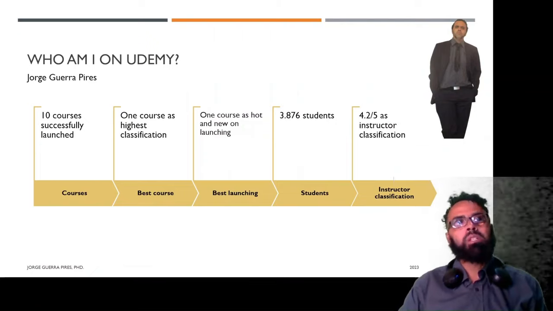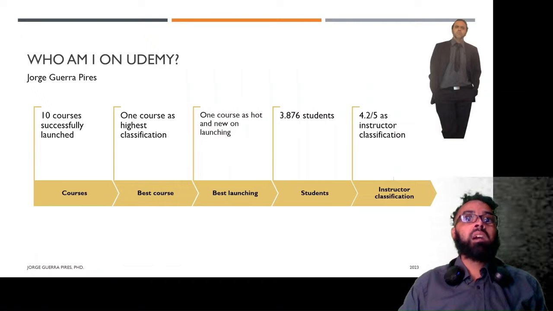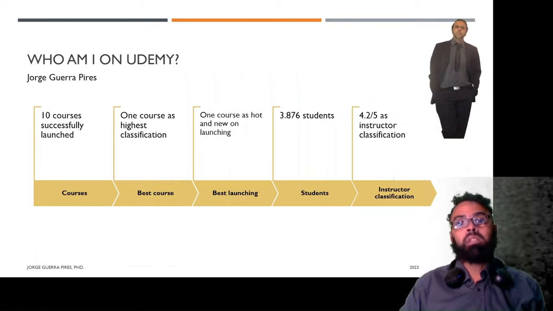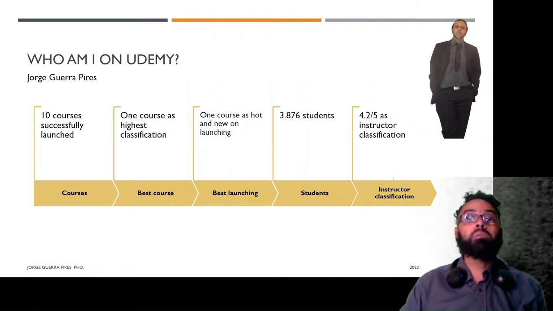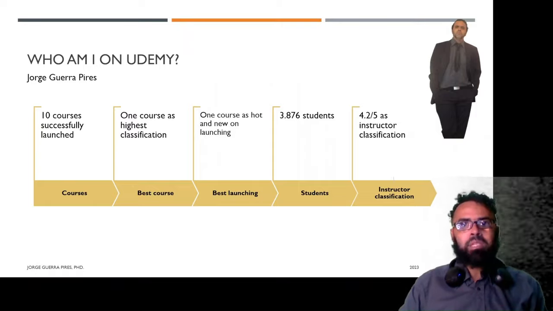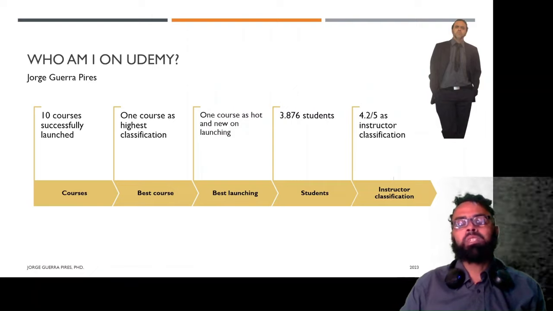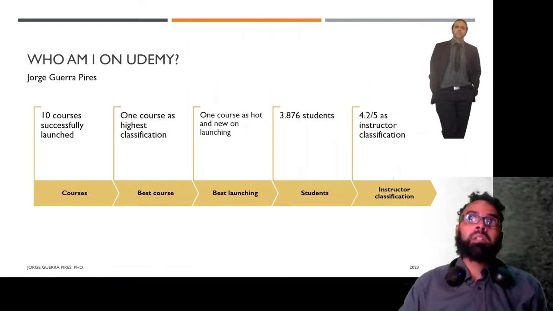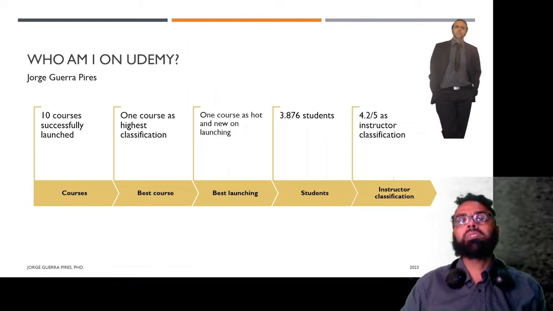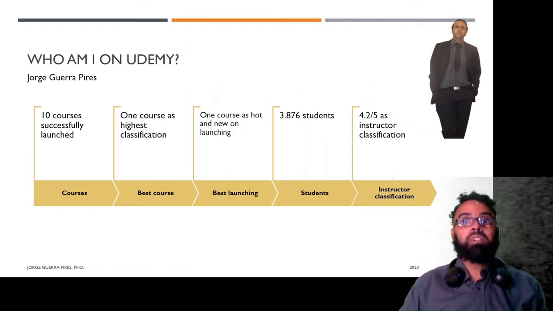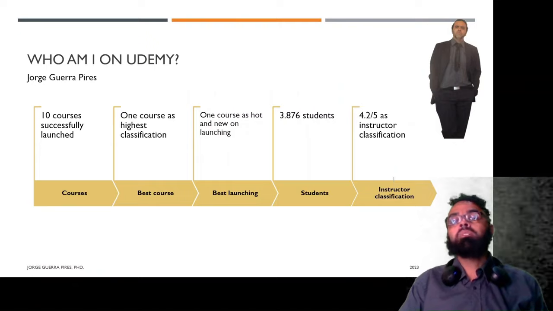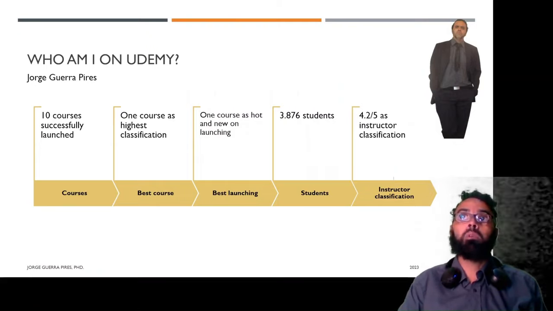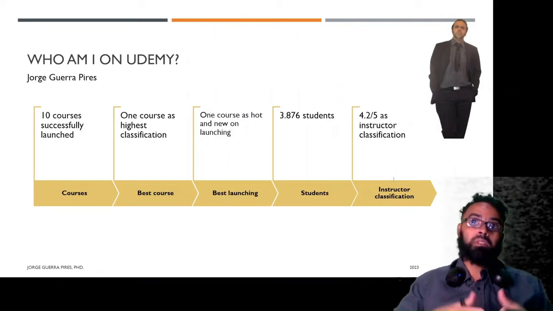So who am I on Udemy? I have about 10 courses, which were launched with success. One course has the highest rating, which by the way is about bioinformatics in Portuguese. One course, as I launched it, was hot and new. It was about unit testing in Nest.js, which is a server-side web framework. I have almost 4,000 students. That has been a very good pleasure. They are people all over the world on my map. I'm very happy when I see the map. I have a 4.2 rating out of 5, which is how Udemy measures the instructor.